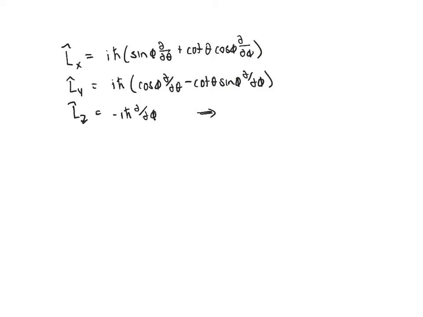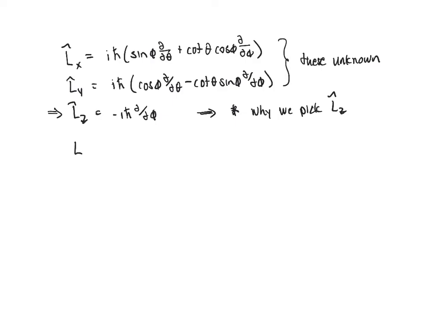And now you can see why we pick to know Lz and leave these unknown, uncertain. Because clearly this operator is way easier to handle than the other two.